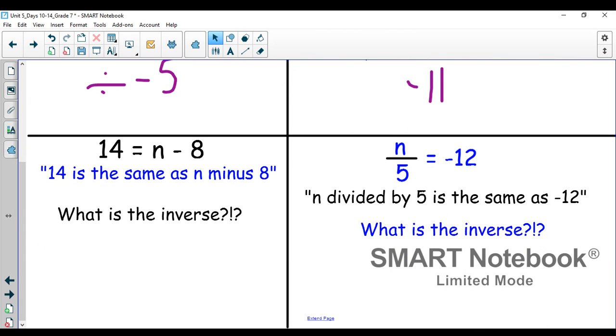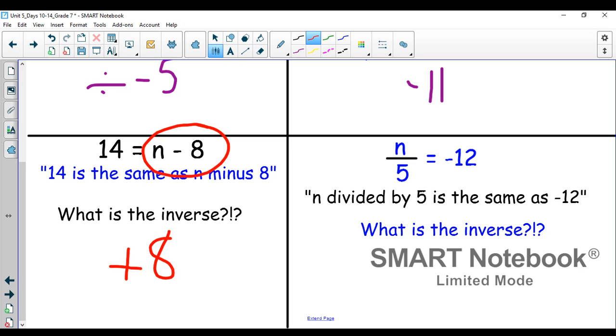Number 3 says 14 is the same as or equal to n minus 8. Again, when the variable is on the right side, it doesn't change anything. What's with the variable is minus 8. The inverse of minus 8 or take away 8 is plus 8.